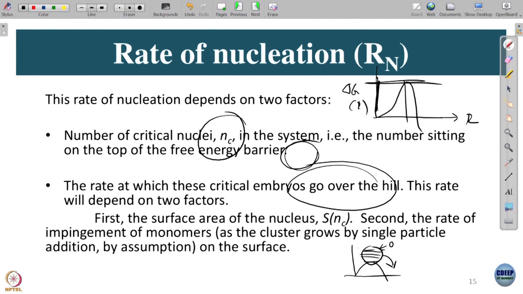So I need another particle, actually not one, several, but this is the radius r. So this is already a pretty macroscopic coordinate. So by changing small r, it means several monomers are coming. So these monomers are going to impinge on this.